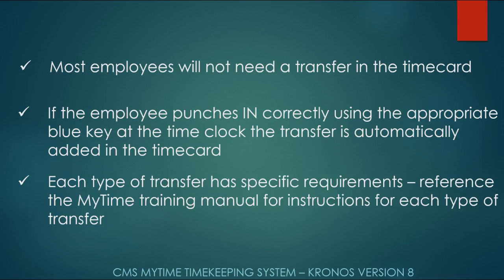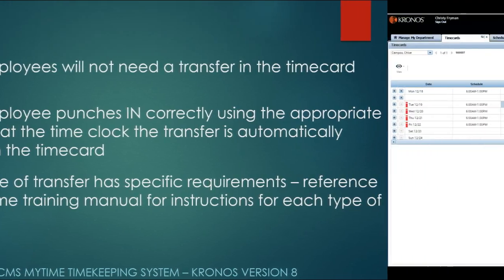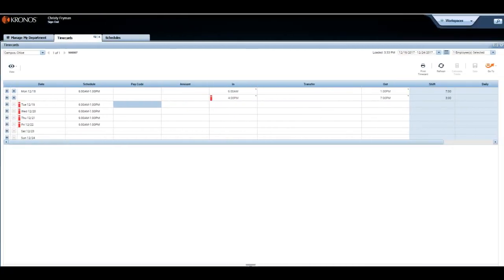Each type of transfer has specific requirements. Reference the MyTime training manual for instructions for each type of time card transfer. In this tutorial, I will demonstrate two types of transfers. The first transfer is a child nutrition staff member working a special dinner.